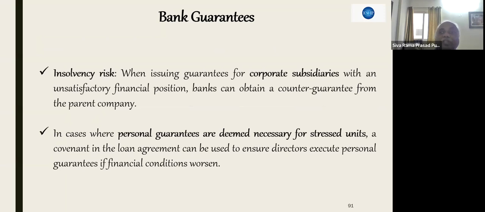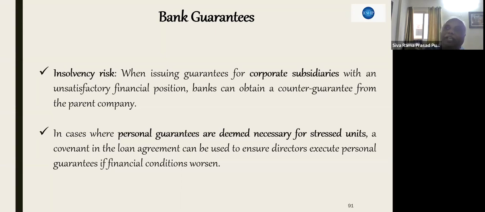Insolvency risk. When issuing guarantees for corporate subsidiaries with an unsatisfactory financial position, the bank can obtain a counter guarantee from the parent company, in addition to securities. Whenever subsidiary companies require any guarantee, to avoid insolvency and other issues, a guarantee from the parent company will also be taken in addition to cash margin and collateral security.